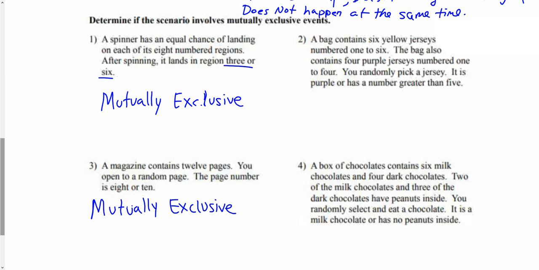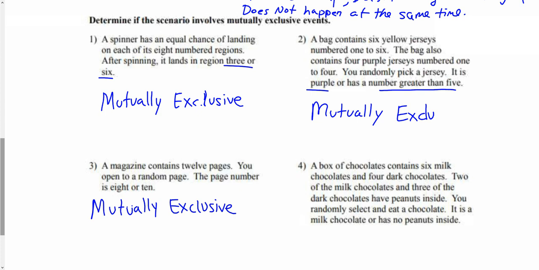Okay, the next one. It says a bag contains 6 yellow jerseys and they're numbered from 1 to 6. The bag also contains 4 purple jerseys and those are numbered from 1 to 4. You're going to randomly pick a jersey, and here are our two events. We want to pick a purple jersey, or we want to pick a jersey that has a number bigger than 5. Is it possible to get a purple jersey that has a number bigger than 5 on it? No, because purple is only numbered 1 through 4, right? So this one right here is mutually exclusive because they do not happen at the same time.